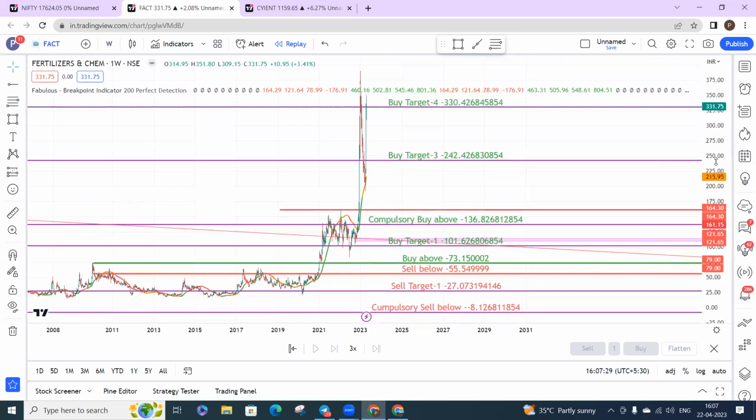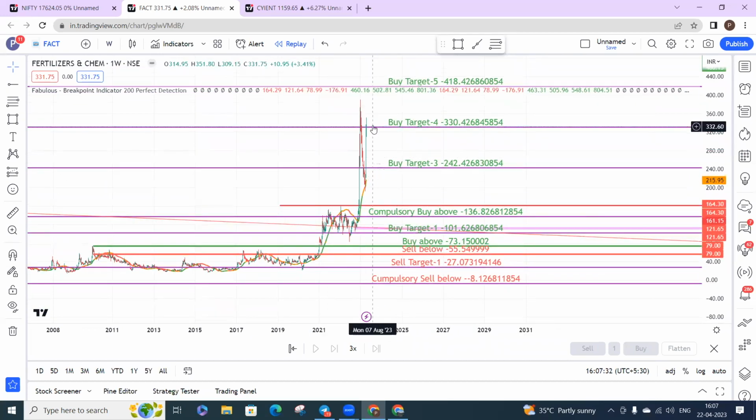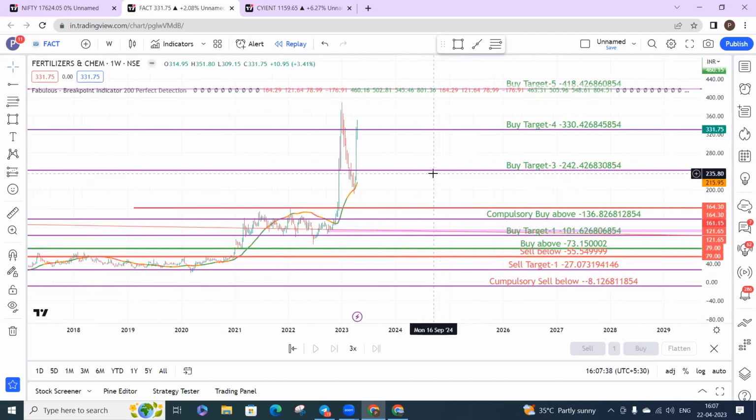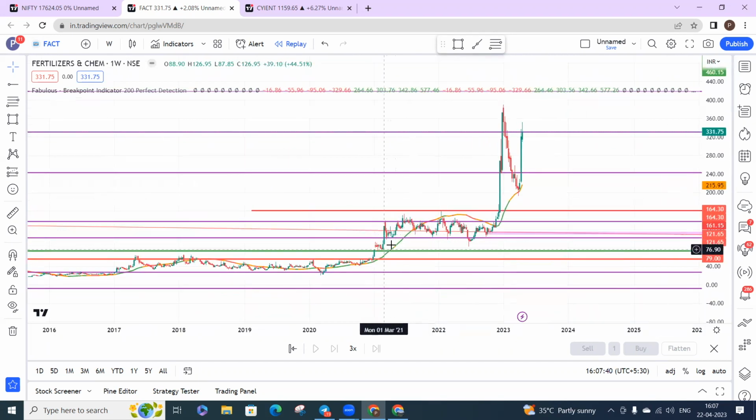After that, it gave target 4 here, and then target 5 here. You can watch out for any kind of scripts like this. So it's on the compulsory buy here. Compulsory buy is 143. You could have entered it and the movement came here.